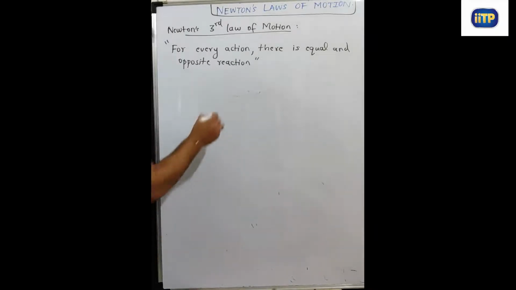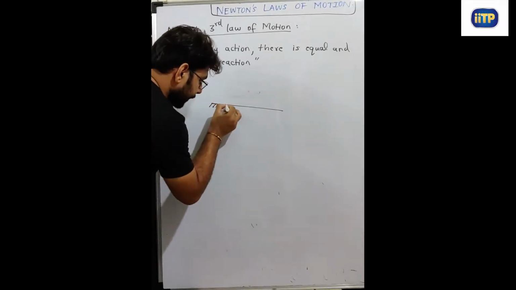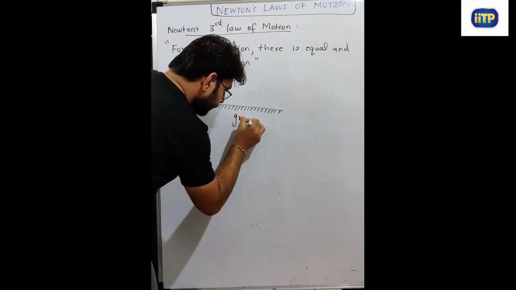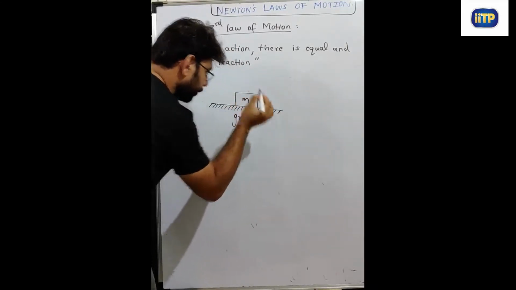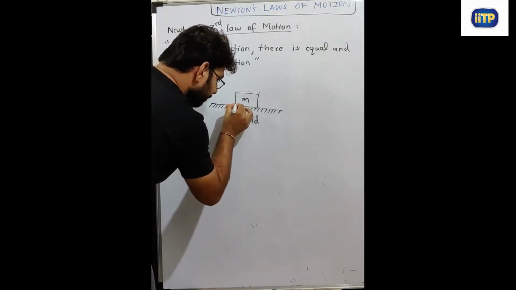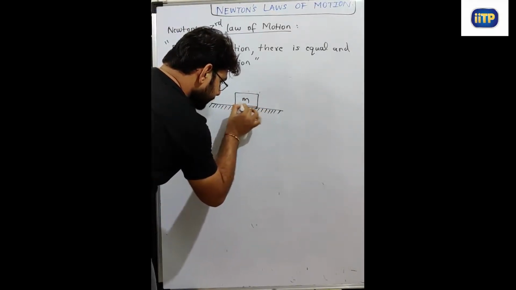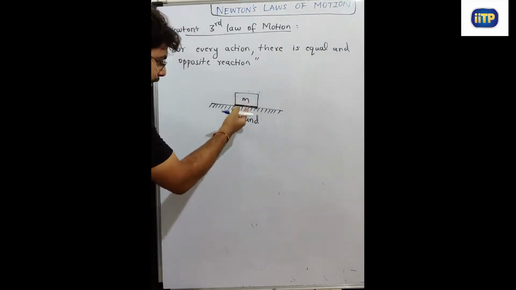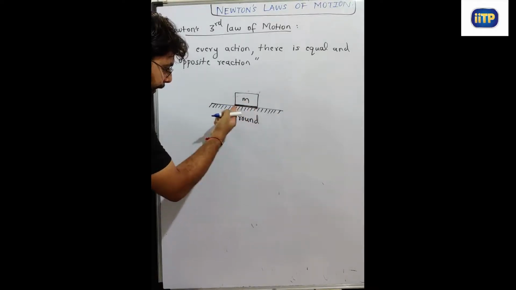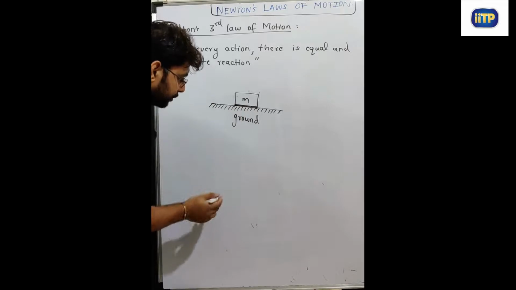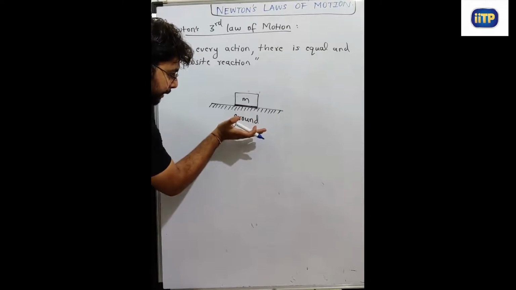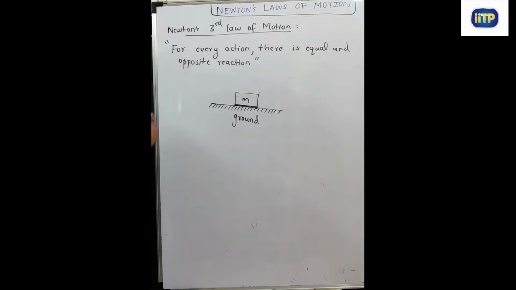Now, let me again take the same example. There is a ground, and a block of mass m is kept on the ground. You can see the block of mass m is attached to the ground at this surface, which I have made dark. So there is contact between this block of mass m and the ground at this surface. Due to this contact, the block on top is pressing the ground downward, and similarly the ground, according to Newton's third law, will press the block upward. So that is what Newton's third law is.